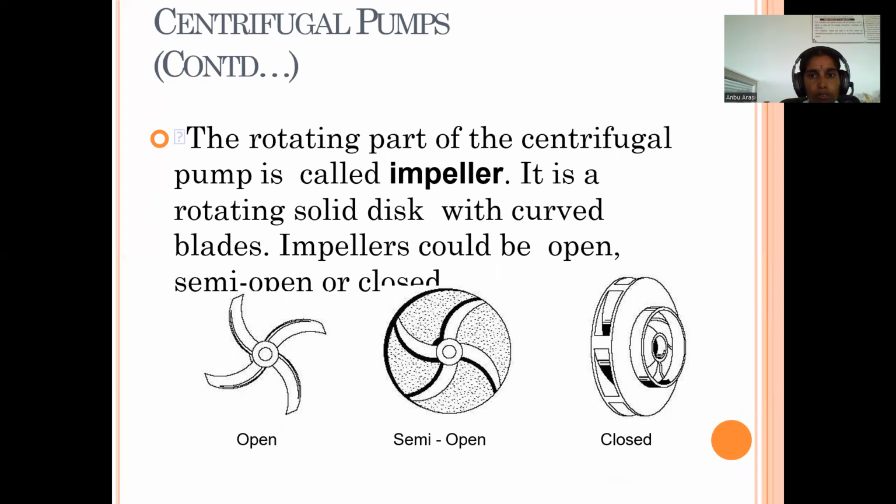The rotating part of the centrifugal pump is called the impeller. It is a rotating solid disc with curved blades. Impellers could be open, semi-open, or closed. This is the open impeller, and this is the semi-open impeller. This is a closed impeller.